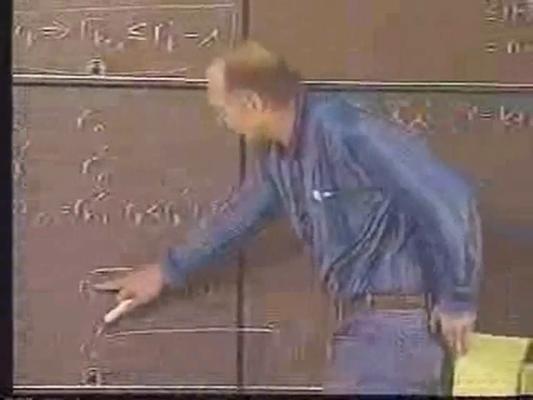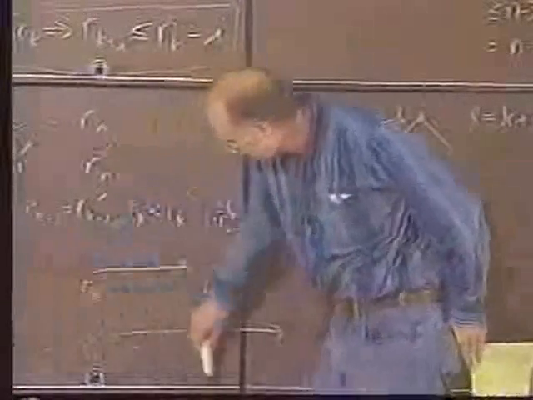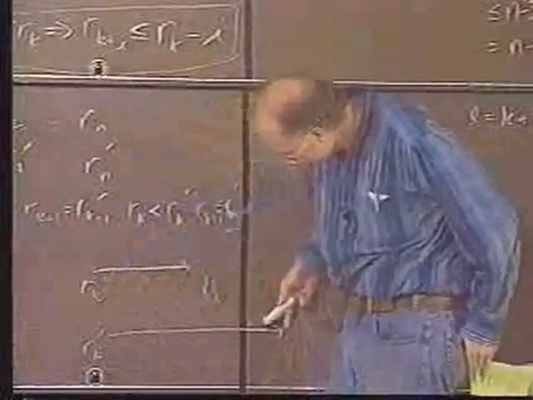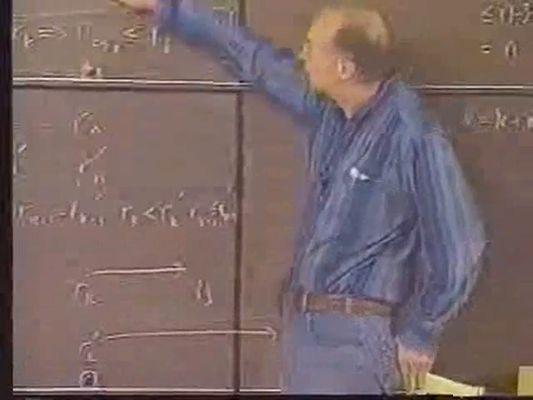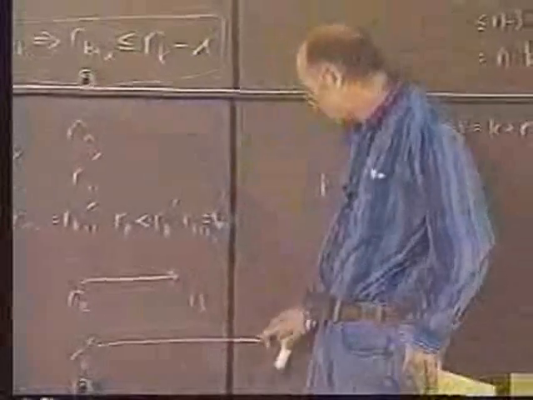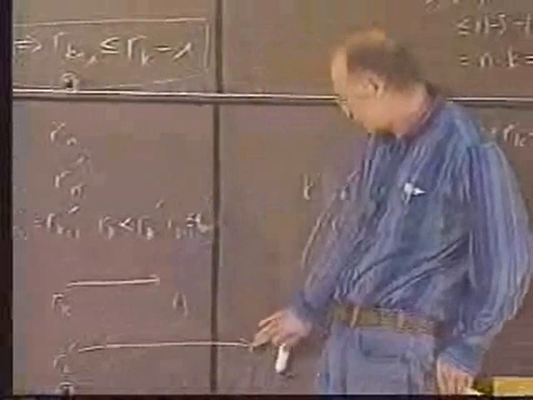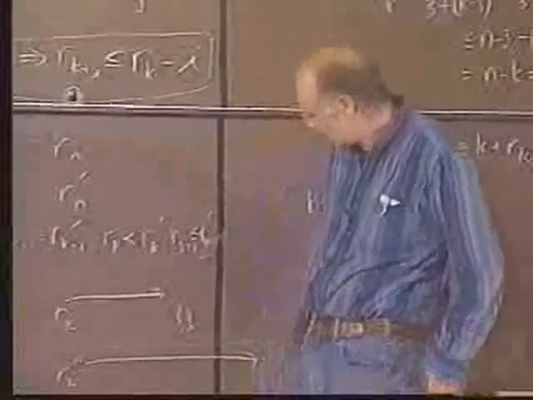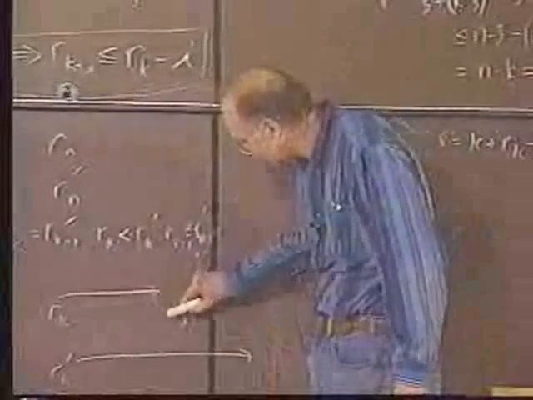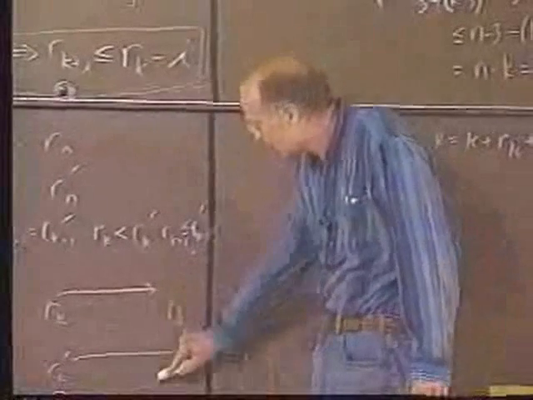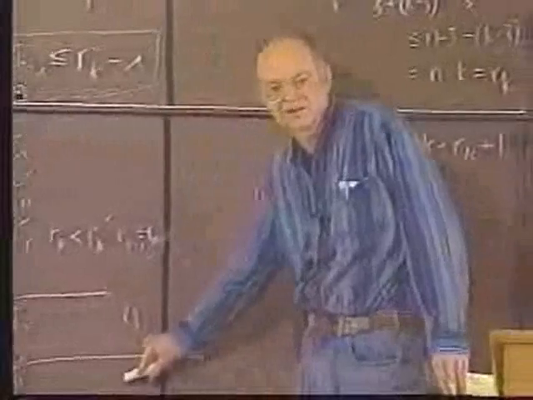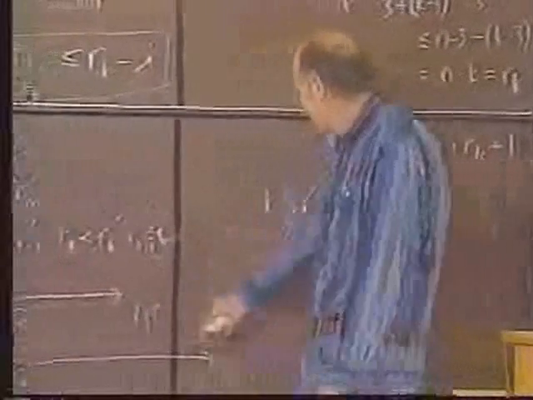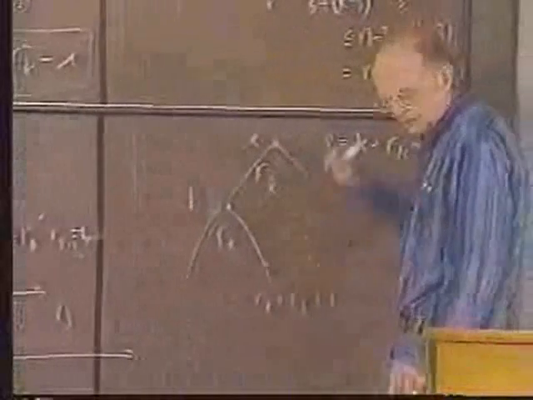There's a constraint on how big R sub K can get, and that constraint is not tight when I draw this arrow, because RK prime also meets the constraint. RK prime satisfies this condition too, so RK prime can't be too large, and therefore RL, which sits inside this box, is also under the same constraint. That's going to be the key that proves that there is a node above it.